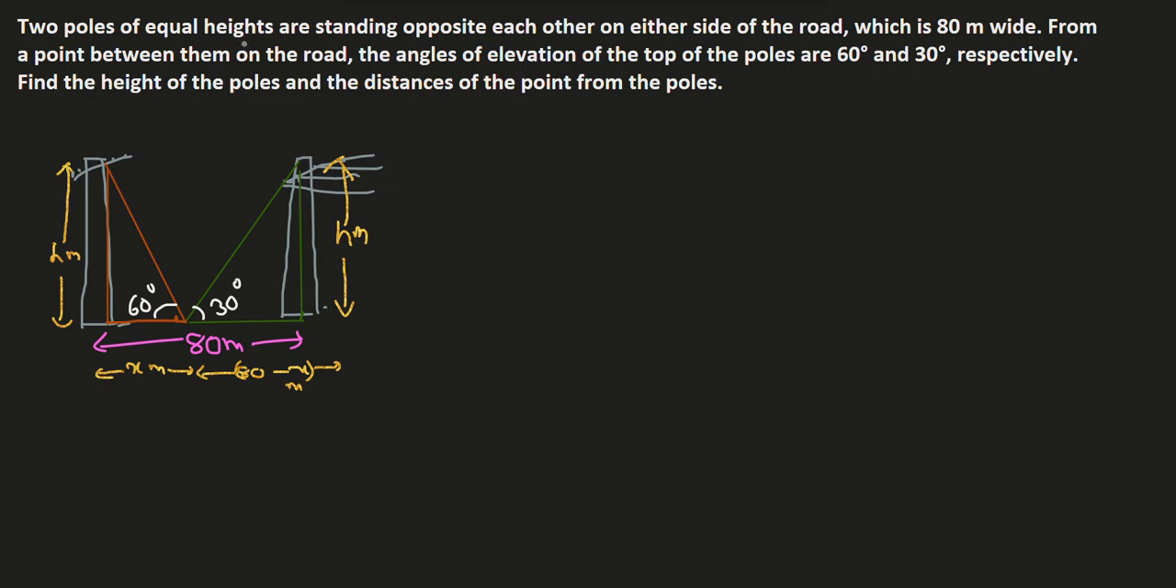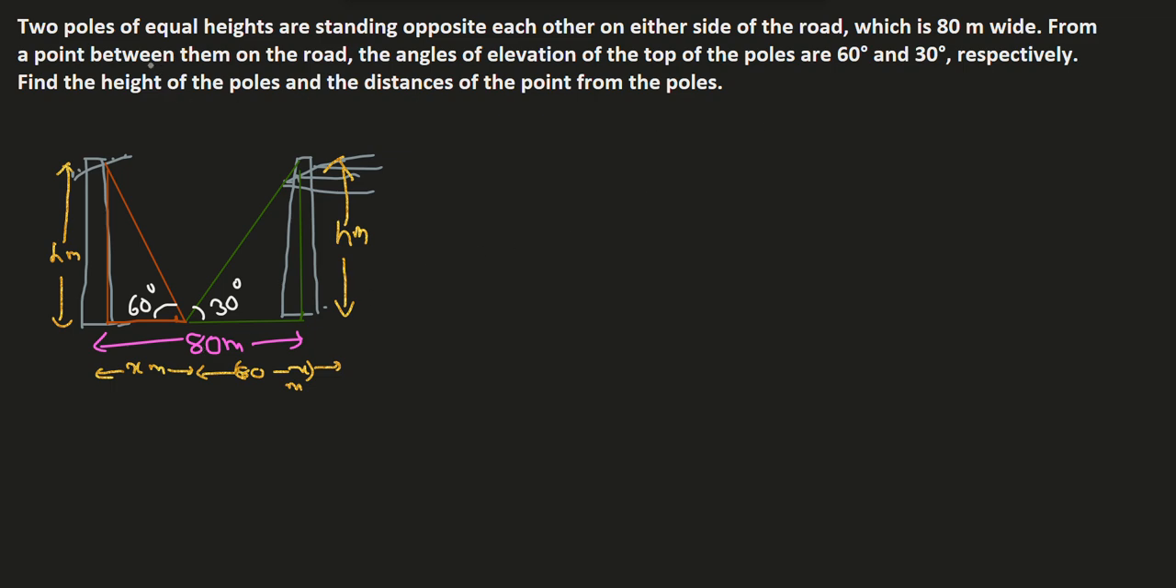Two poles of equal height. This is of height h and this is also height h, like electric poles standing opposite each other on either side of the road. This is the road. On either side there are two poles, and the distance between these two poles is 80 meters.